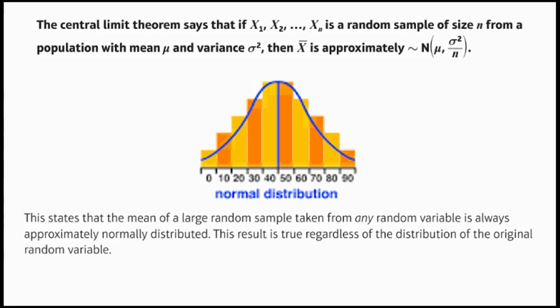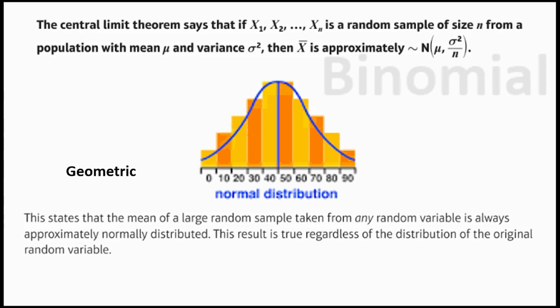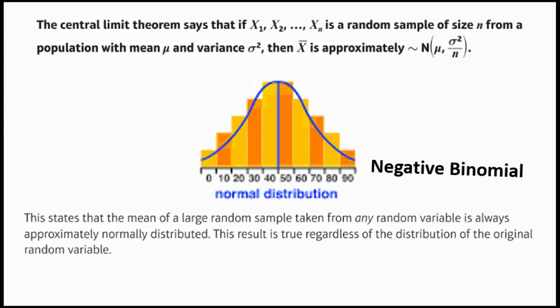Since we're aware of quite a few specific standard distributions, you will be expected to apply the central limit theorem to all of the distributions you've encountered so far. So you should be able to apply it to the Poisson distribution, to the binomial distribution, to the geometric distribution, and to the negative binomial distribution. For each of these, as long as you can calculate mu and sigma, you should be able to go ahead and find the approximate distribution of the sample means, the approximate distribution of x-bar.